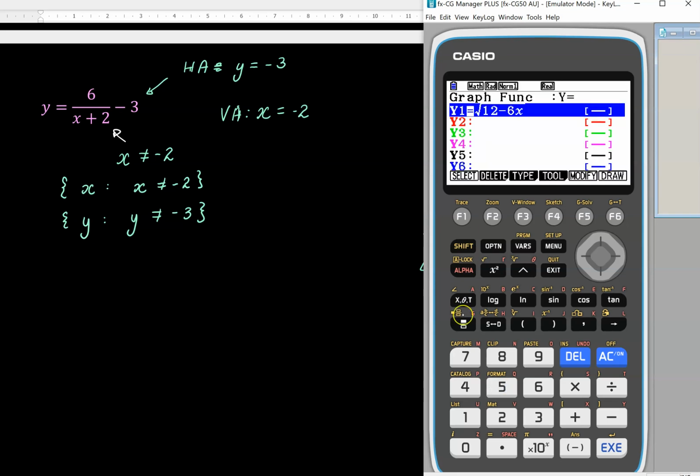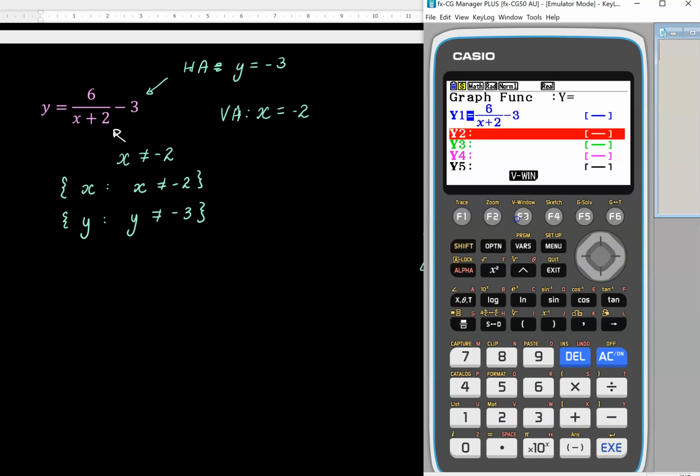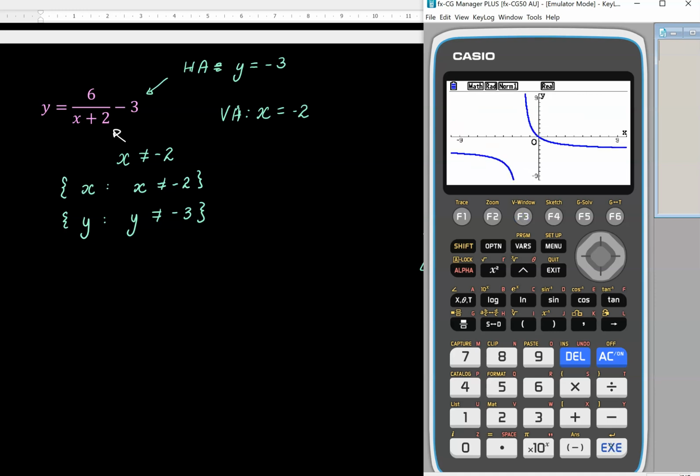All right, let's have a quick little recap and see, does this make sense with our graph? So we pop that in, 6 over x plus 2. Let's pop it to standard notation, and yep, that looks pretty good. So the only values right here along that point there, that's y equals minus 3, and x equals minus 2 would be my vertical asymptote. So basically just have a look at the graphs.